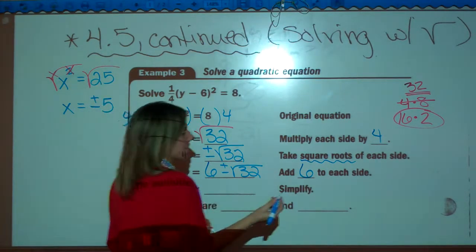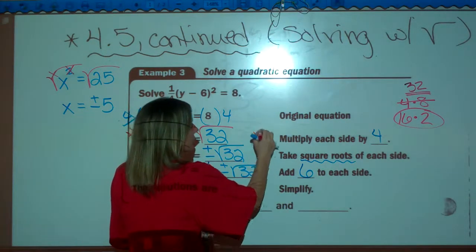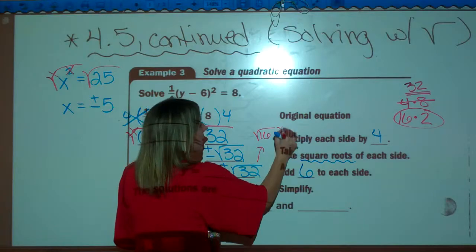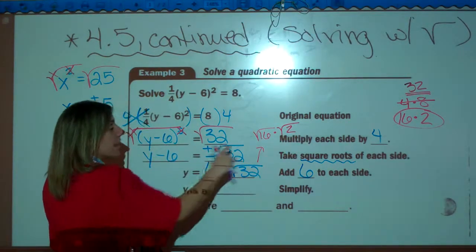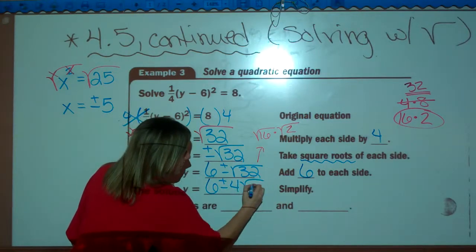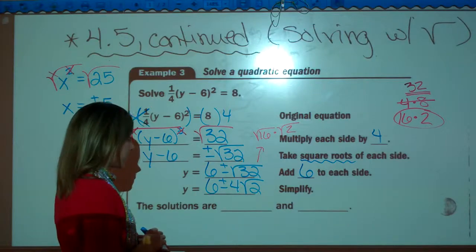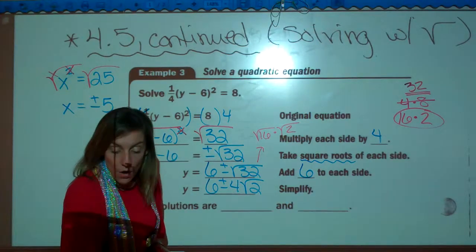So let me just put this up here real quick. That's the square root of 16 times the square root of 2, and that square root of 16 becomes a 4, so 4 square root of 2. Okay, now we've been doing that a bunch of times over the past few classes.